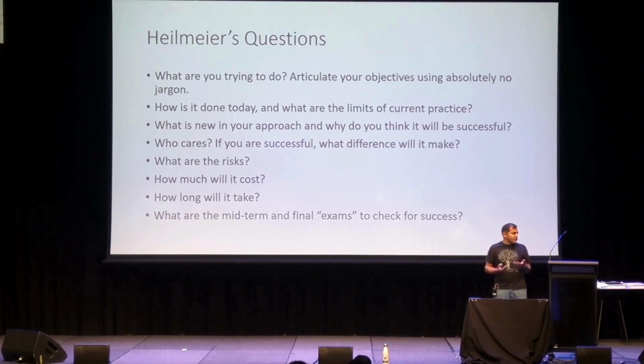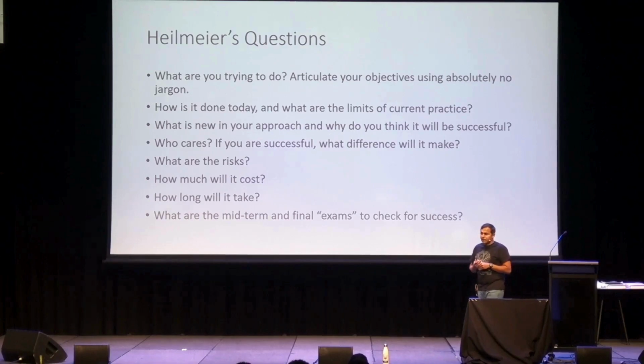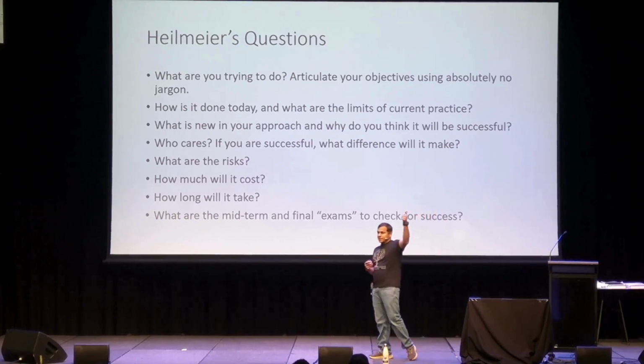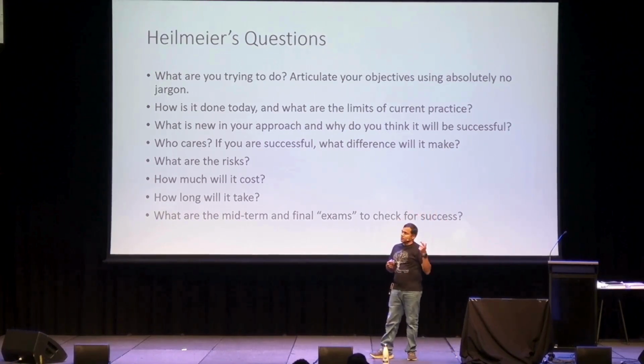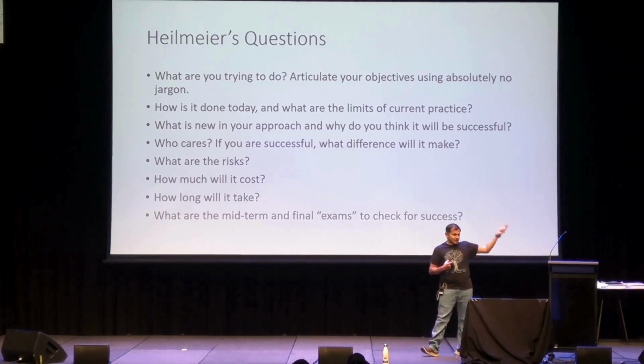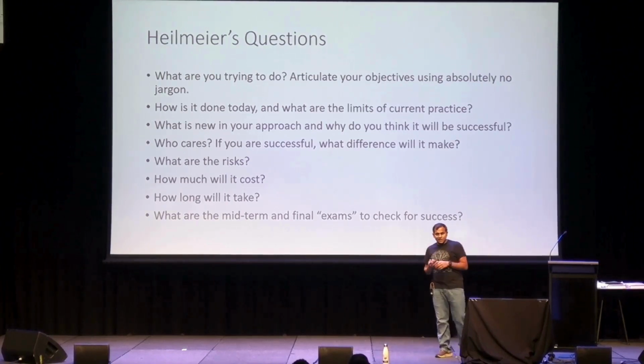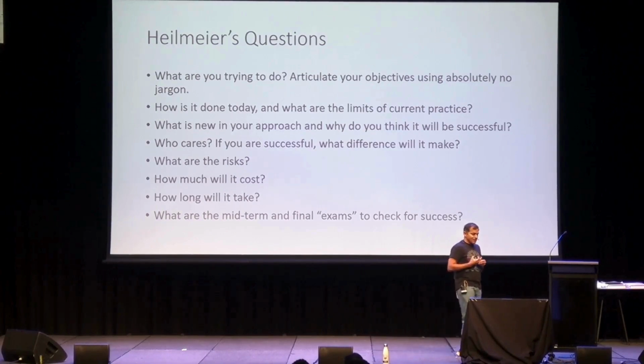If what you're working on is so important, presumably there is a status quo, something that people are doing, and what are the limits of current practice? So the second question: first question, what are you trying to do? How is it done today? What are the limits of current practice? The third question is, what is new in your approach, right? Presumably you're pitching to get money from me, or you're working on a SIGCOMM, NSDI, or IMC paper. Presumably you have something new in your approach, which is why you're pitching that idea to me.